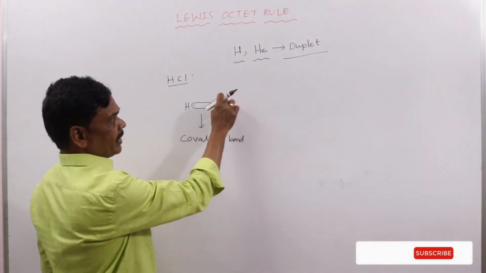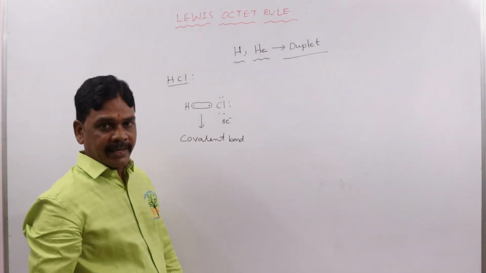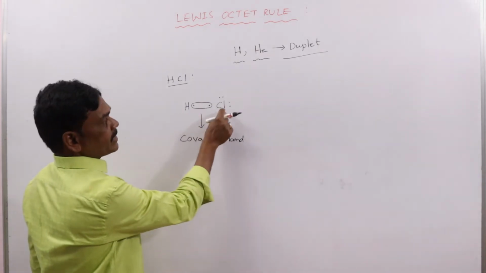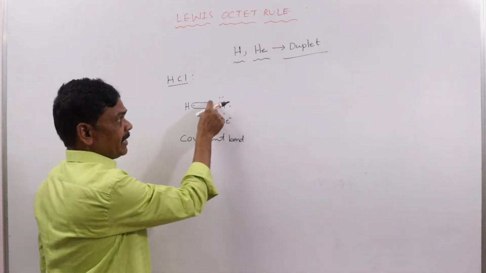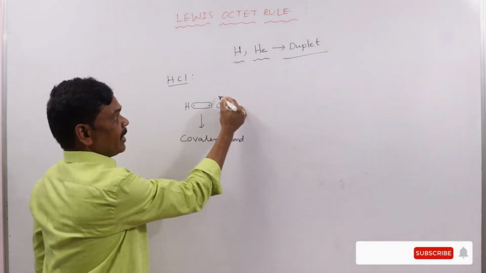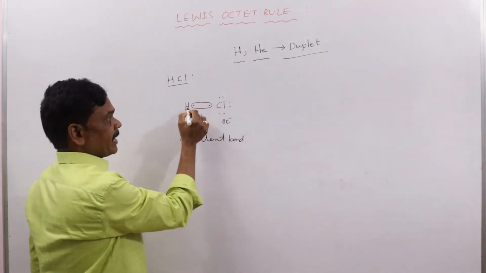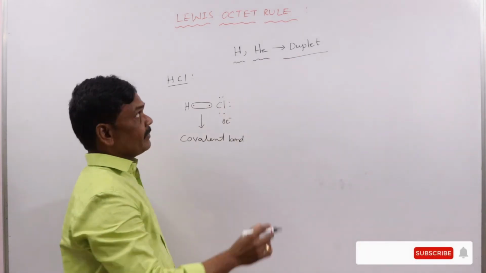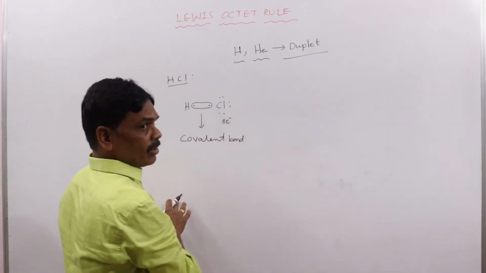In the case of chlorine, 1, 2, 3, 4, 5, 6, 7, 8. So this is the octet rule. That means in the formation of a bond between hydrogen and chlorine, chlorine is accommodating how many electrons? 8. 1, 2, 3, 4, 5, 6, 7, 8. The exception, hydrogen and helium, use duplet instead of octet. So this is a covalent bond.